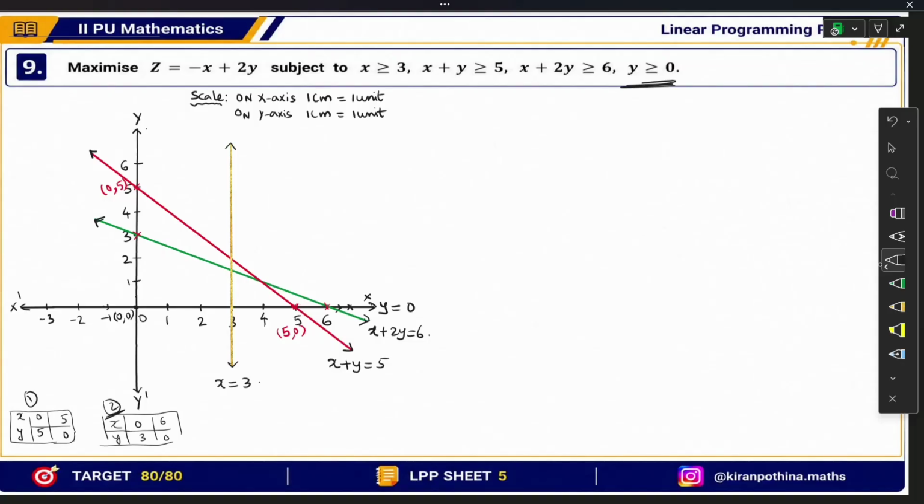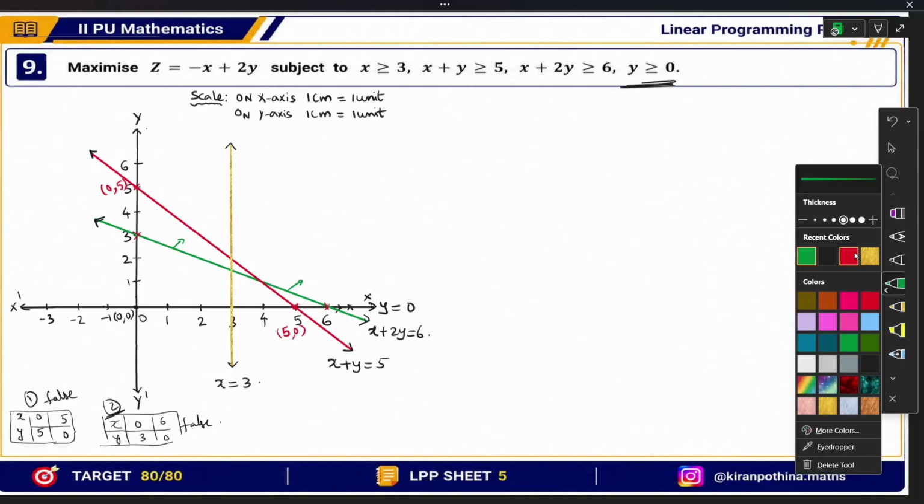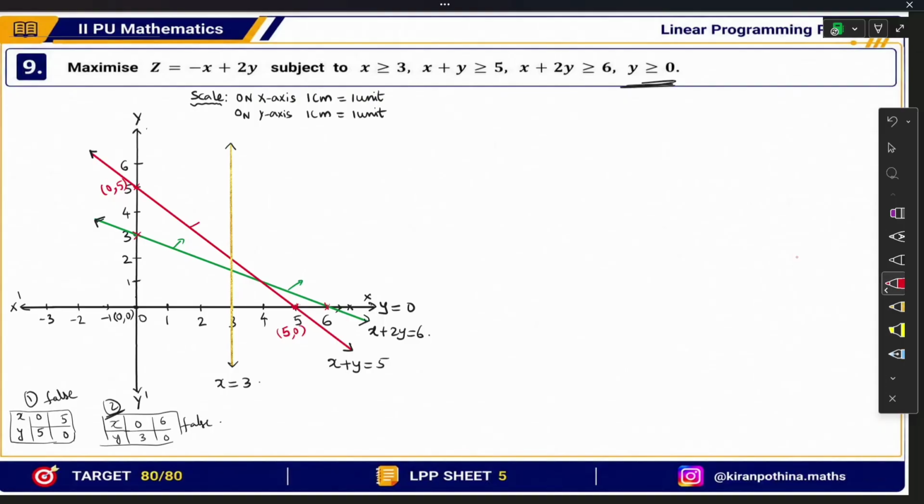Now we got all four lines: x plus y equal to 5, x plus 2y equal to 6, x equal to 3, as well as y equal to 0. For the first two lines, the checkpoint gave false. For the first one false, the second one also false. False means opposite to the checkpoint. So for the green line we take the region above, and for the red line also we got false, and false means above the region, this side. For the yellow line, I told you, it is towards the positive x-axis, so that is this side.